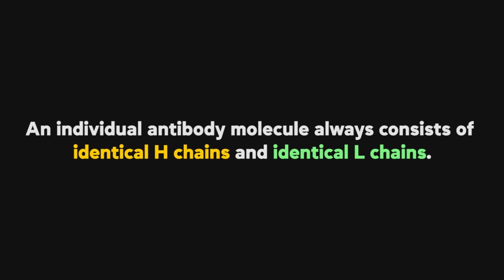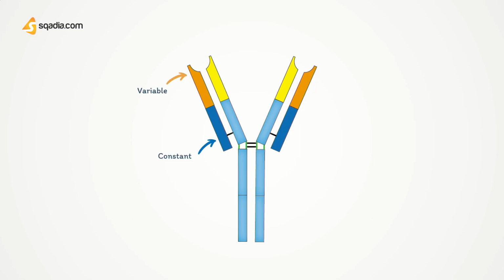So coming back to the structure of the antibody, an individual antibody molecule always consists of identical H chains and identical L chains. The L and H chains are then subdivided into variable and constant regions. Now if we look here, the light chain consists of one variable or VL and one constant or CL domain. Now most heavy chains consist of one variable, which is VH, and 3 constant or CH domains. The IgG, IgD, and IgA have 3 CH domains, whereas IgM and IgE have 4.